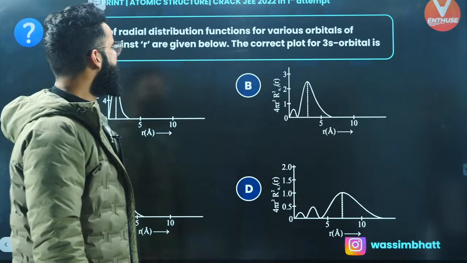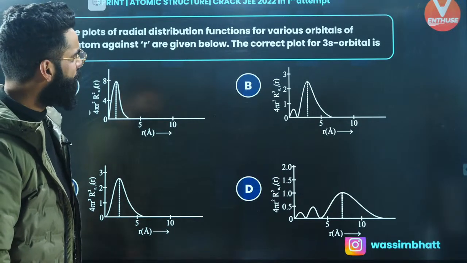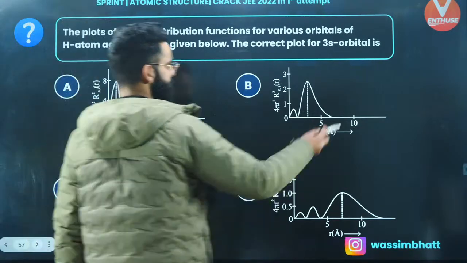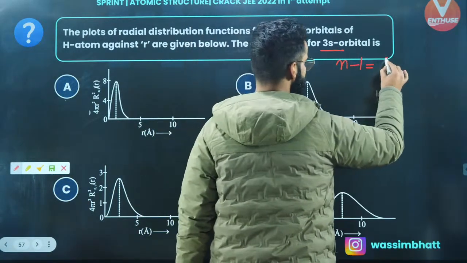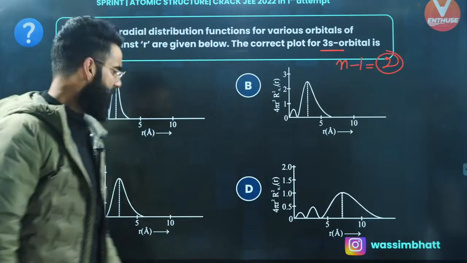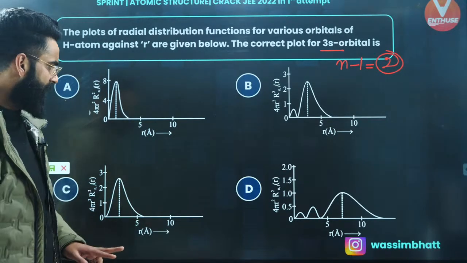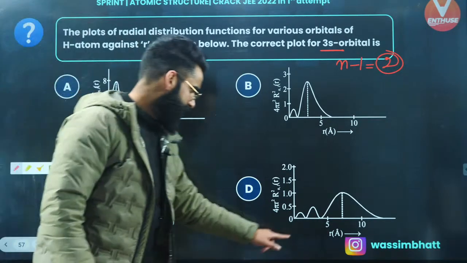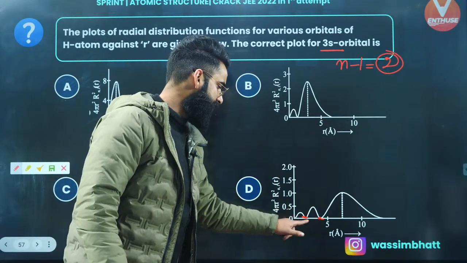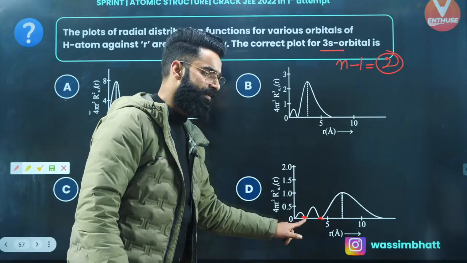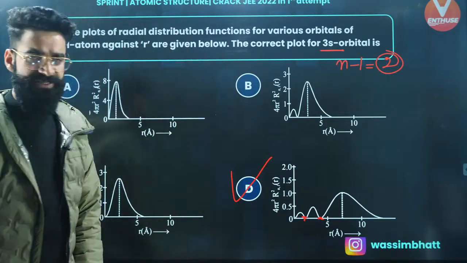The plots of radial distribution functions for various orbitals of hydrogen atom against r are given below. The correct plot for 3s. If you talk about 3s, how many total nodes are there in 3s? This is the formula to calculate total nodes: 3 minus 1 comes out to be 2. So there are basically 2 nodes in 3s. So where do you see the 2 nodes? See guys, this is one particular node. This is one more node where the curve is touching the r-axis, right? These two represent the nodes basically. So it's option D where you can see the curve shows 2 nodes. So option D is the one which is valid for 3s, right?